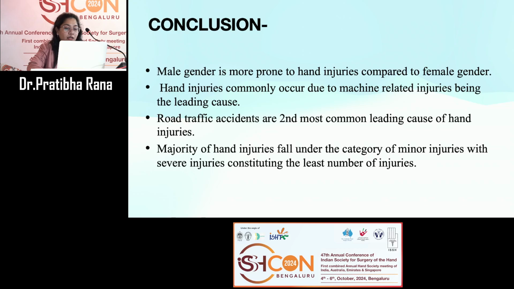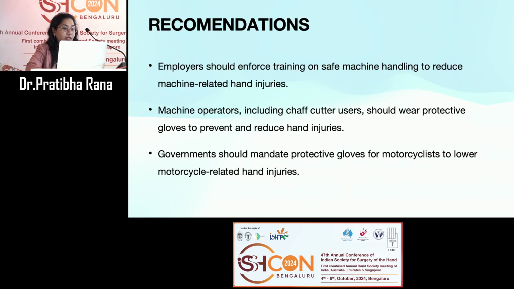Hand injuries commonly occur due to machine-related injuries being the leading cause. Road traffic accidents are the second most common leading cause of hand injuries, and the majority of hand injuries fall under the category of minor, with severe hand injuries constituting the least number of injuries.